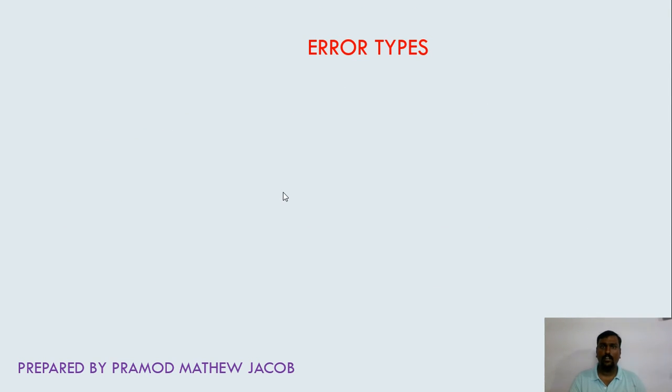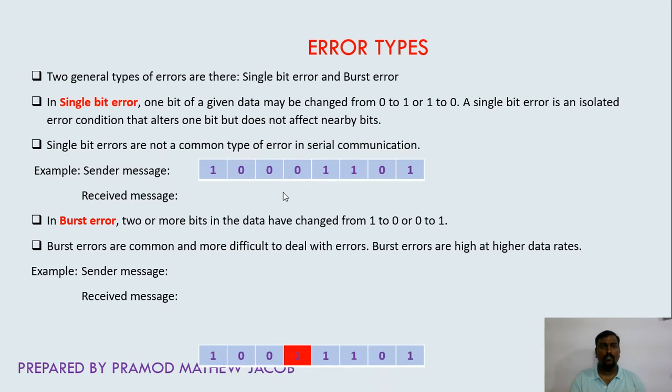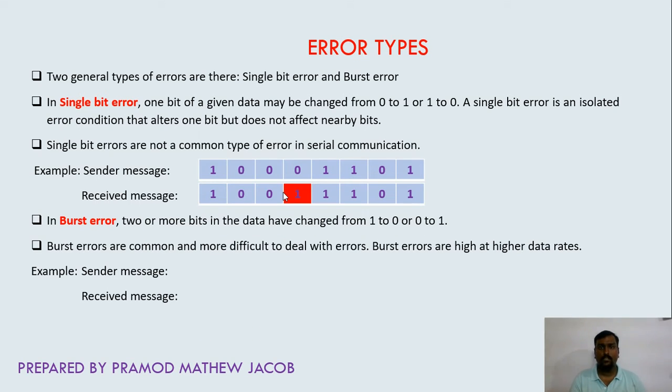Next, let's learn what the different types of errors are. Generally, there are two types of errors, single bit error and burst error. In single bit error, one bit of a given data may be changed from either 0 to 1 or 1 to 0. That is, a single bit in the entire data is corrupted or modified while being received at the receiver side. A single bit error is an isolated error condition that alters one bit but does not affect the nearby bits. Single bit errors are not a common type of error in serial communication.